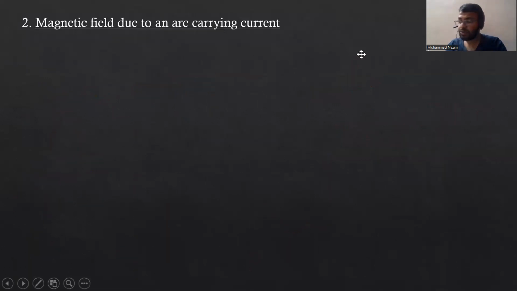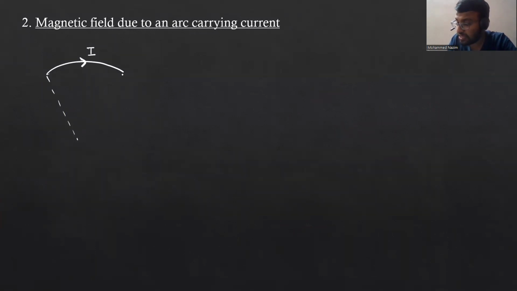Next, magnetic field due to an arc carrying current. Let us say we have an arc. First was a straight wire. Now I'll bend the wire, I'll make it an arc like this. Now, due to this arc, how do I calculate the magnetic field? Let us say this wire is carrying current I, and this arc is subtending an angle, say theta, at the center, and the radius of this arc is say R, capital R.